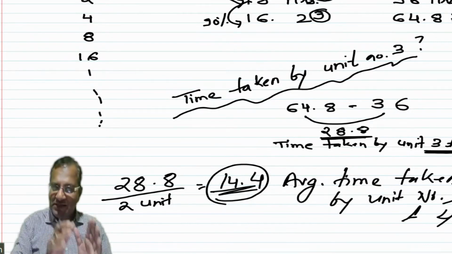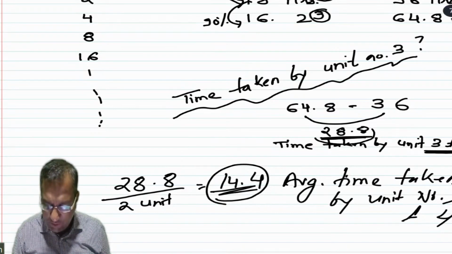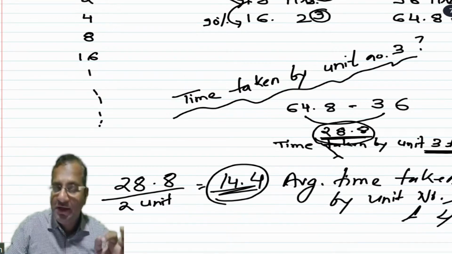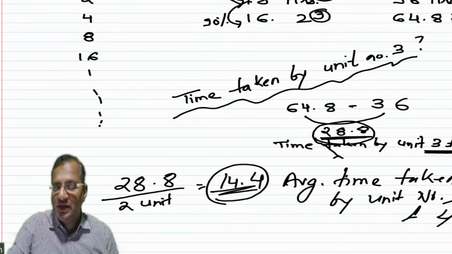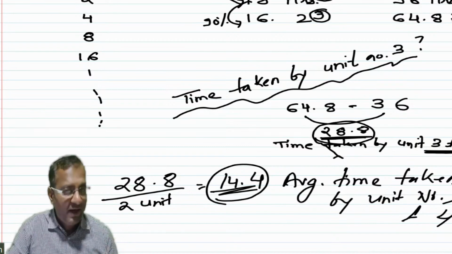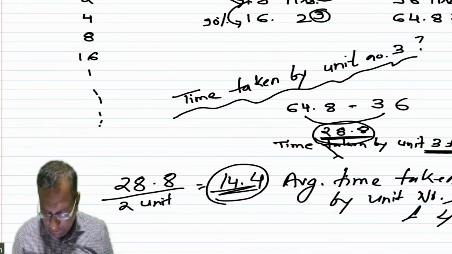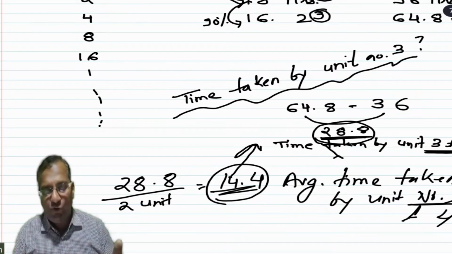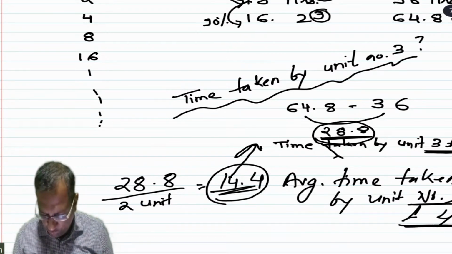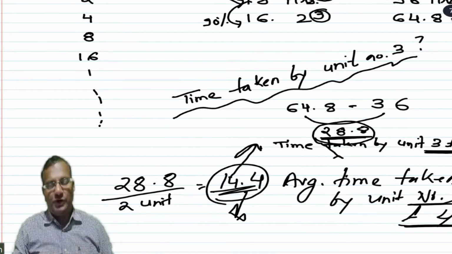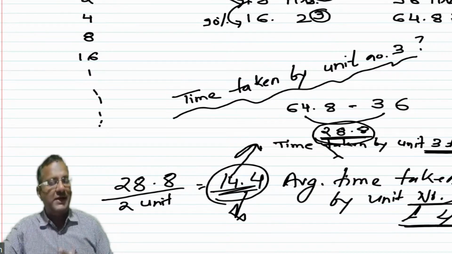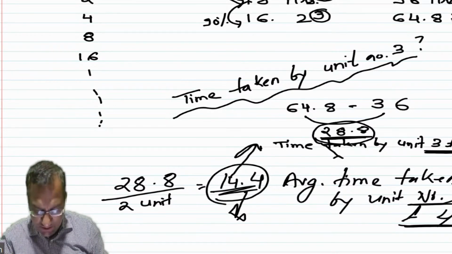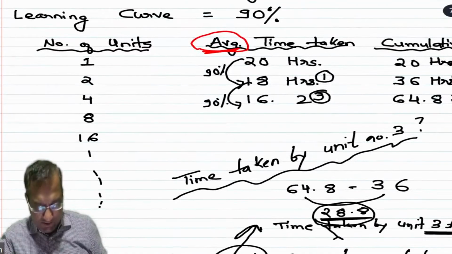Definitely, to manufacture unit 3 and 4 we will need 28.8 hours. Listen to my words very carefully, beta. How many hours are required to manufacture unit number 3 and 4? 28.8. But one thing is sure, unit number 3 will take some more time above 14.4, while unit number 4 will take some less time below 14.4, so that the total time taken by both units is 28.8. This is the limitation of the doubling approach.